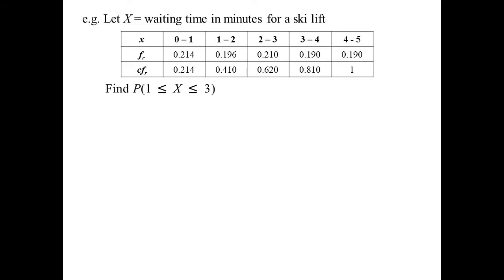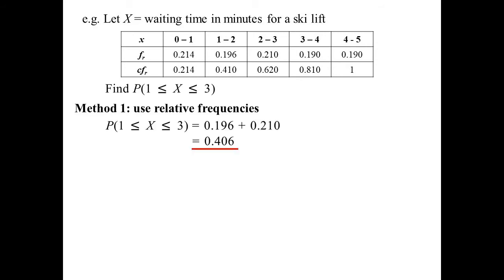So if we want to find the probability that the waiting time was between 1 and 3 minutes, we can read it off our table. There are different ways of doing it. I could just look at the relative frequencies and say it'll be 0.196 plus 0.210, because 1 falls in the first class and 3 falls in the 0.210 class, so we get 0.406.